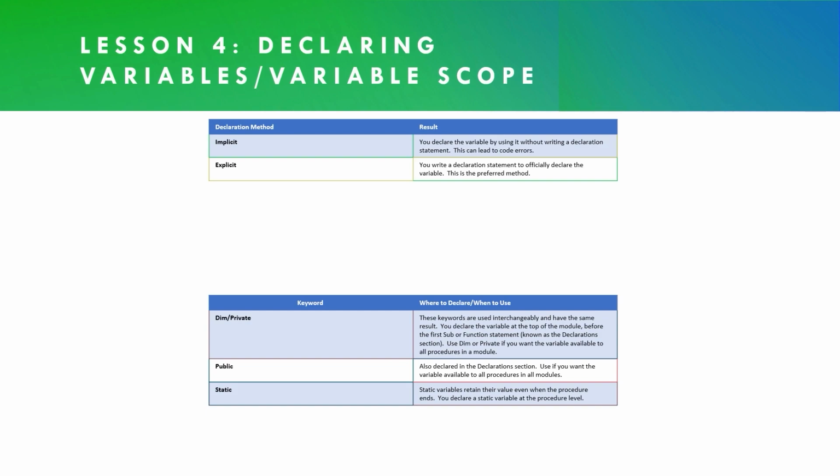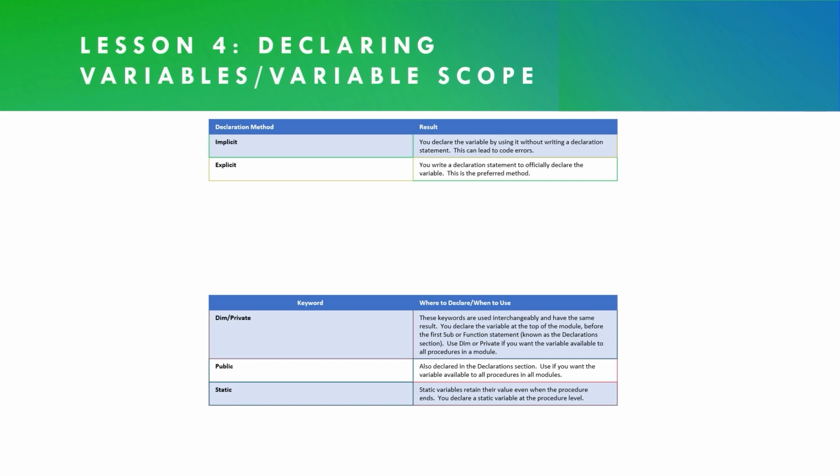Explicit is the method we use, where you're going to write a declaration statement to officially declare the variable. Now, we mentioned earlier that at the top of our module windows, we have a statement that says Option Explicit. That statement forces you to do explicit variable declarations. And we got that statement from an option in VBA settings, and it was already defaulted that way. I mentioned it briefly in our second lesson.